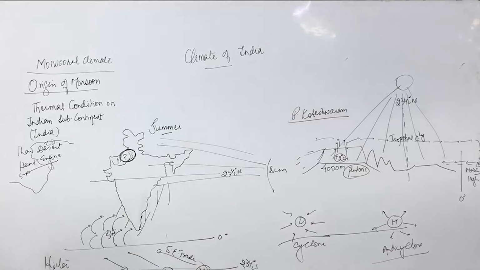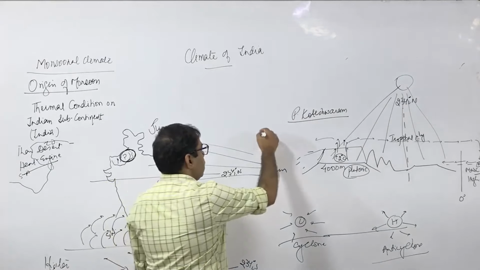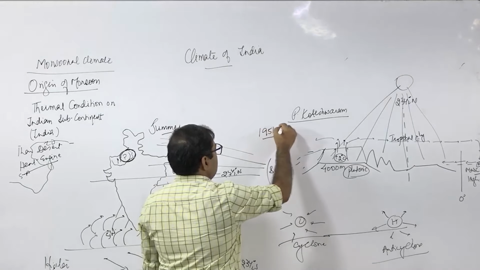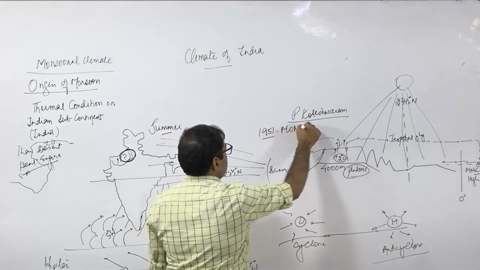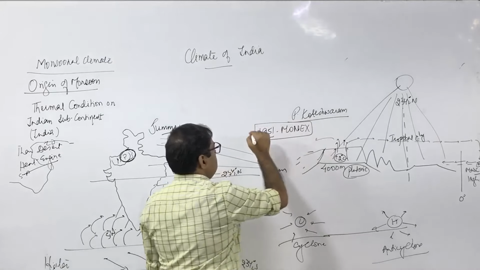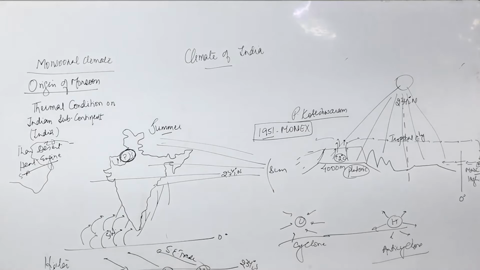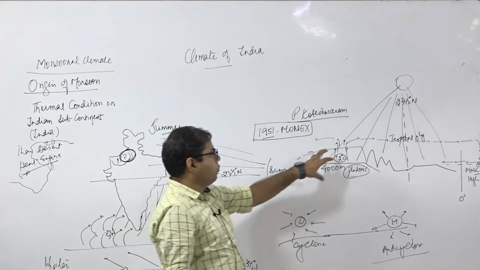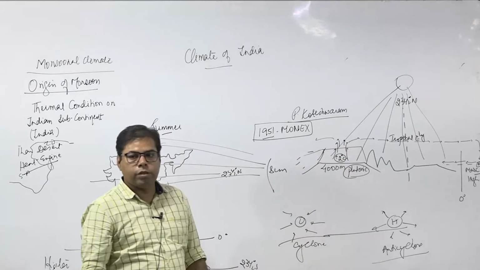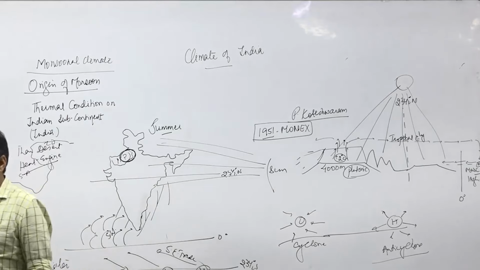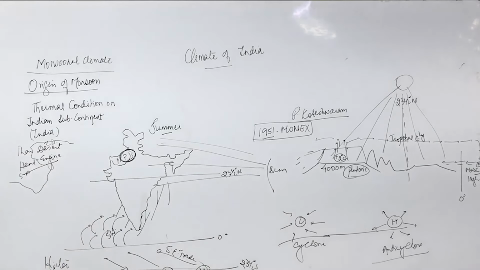Right? It was discussed by P. Koteshwaram. In 1951, there was MONEX, the monsoon expedition by India and Russia. So they worked on this and found that the Tibet plateau has been actively and positively playing a role in the origin of monsoon over India. Clear? समझ में आ गया?